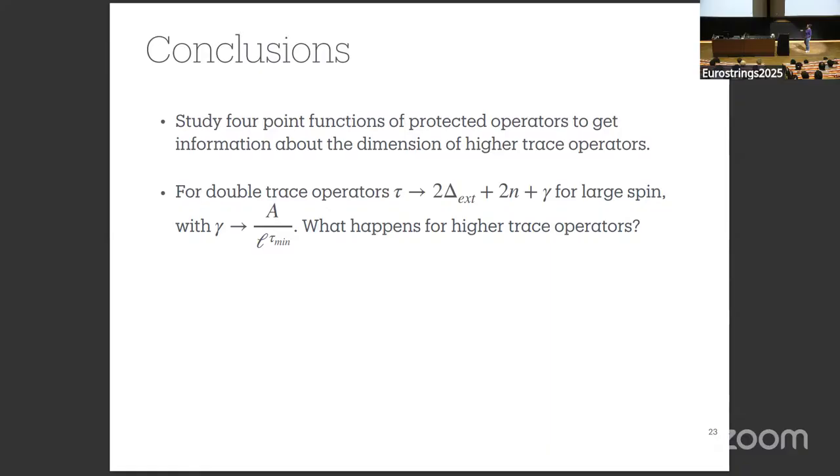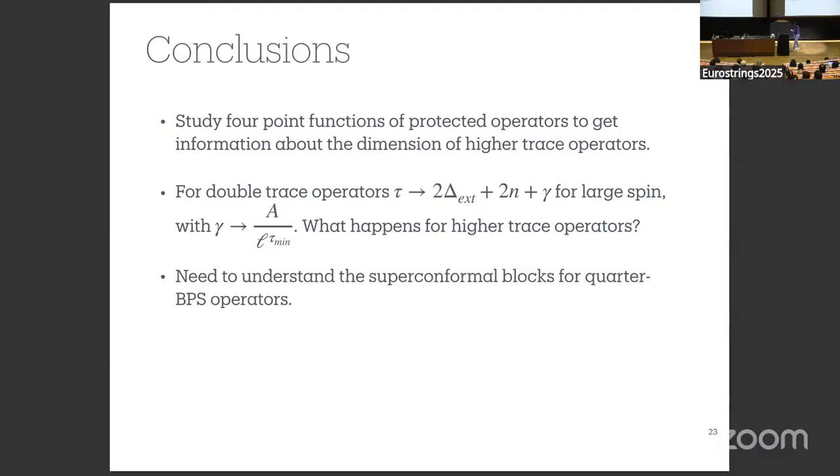So where this tau min is essentially the operator which has the smallest twist in the spectrum, but we don't know anything of this form for higher trace operators. So this is actually what we would like to understand: if there is any way in which we are able to completely systematically understand the spectrum of higher trace. And in order to do that, we need to understand the superconformal block for quarter BPS operators.